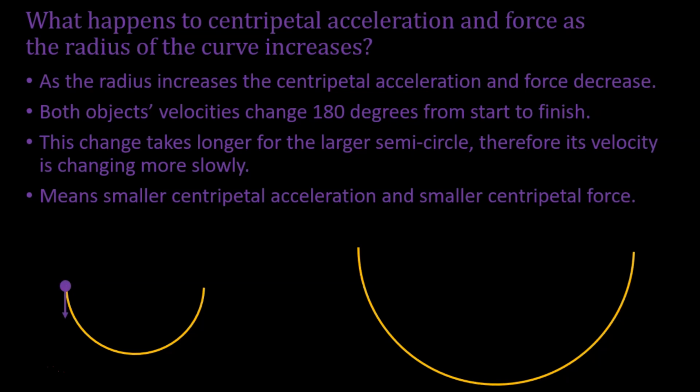So again, as the object travels around the semicircle, notice by the time it gets to the end of the semicircle, its velocity has changed 180 degrees. And the same thing happens with the larger circle. By the time the object gets to the end, its velocity has changed 180 degrees. So it's had the same change in velocity, but it took longer to have that change in velocity with the larger radius. And that means the acceleration is less, and therefore the force is less.